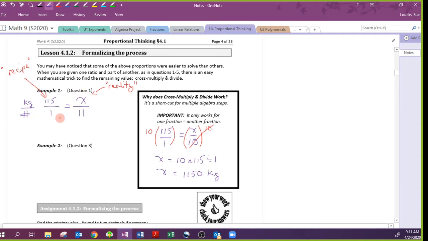If I do it using cross multiply and divide, I'm going to go back over to the left here, and there's a phrase: multiply the pair, divide the spare. So I multiply the pair of numbers that I have diagonally across the equal sign, and then I divide by my leftover number, which is the 1. So I get x equals 11 times 115 divided by 1. Sorry, this should have been an 11 over here, but not important. And then my answer is going to be, I don't have my calculator.